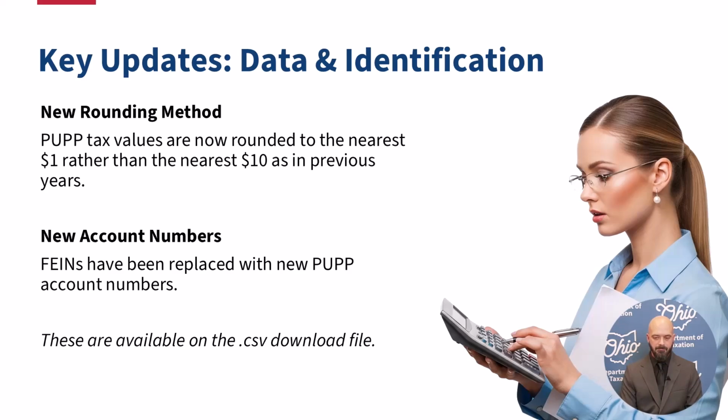Second, you'll notice that the FEINs are gone. In previous years, we would provide the company name along with their federal ID number on all the preliminary assessments. This year, they've been replaced by public utility property account numbers, which you can find on the download file on the County Auditor Portal.